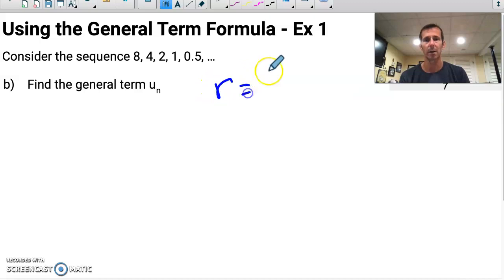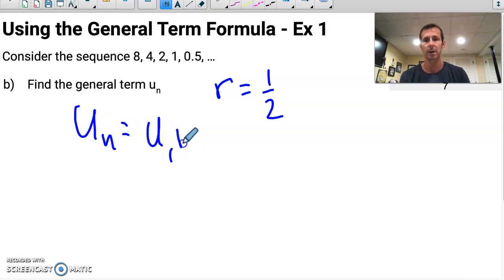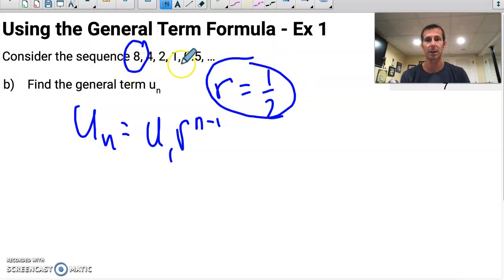Now remember, I already know the common ratio is a half, and the only other thing I need for this, here's the formula, is the first term and the common ratio. That's it. So there's my common ratio, and I just need the first term. That's the sequence I gave you. So the first term is 8.